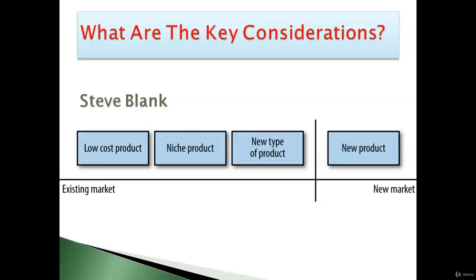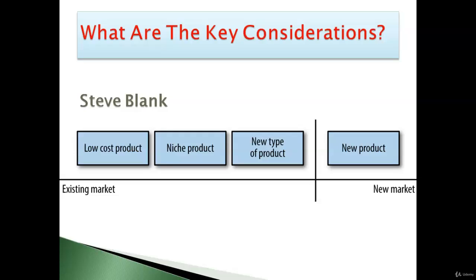One is a low-cost product into an existing market, or a niche product into an existing market, or a new type of product, which is a new type of solution for an existing market. On the other side is a brand new product for a brand new market. So you can look at this and say, okay, where does my product fit in? Is my product a low-cost product for an existing market? Therefore, the way I need to sell it, the things I need to say about it has to be different.